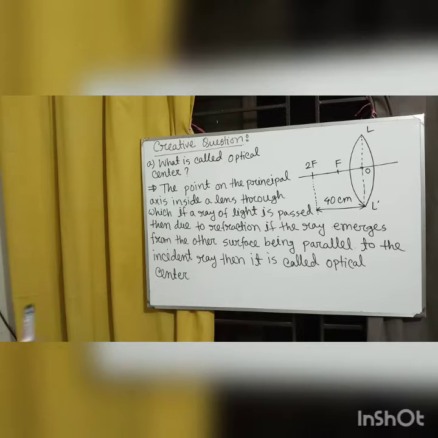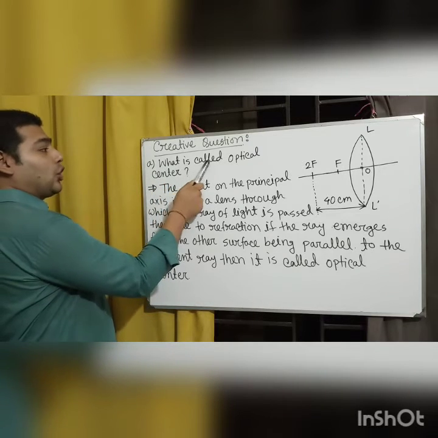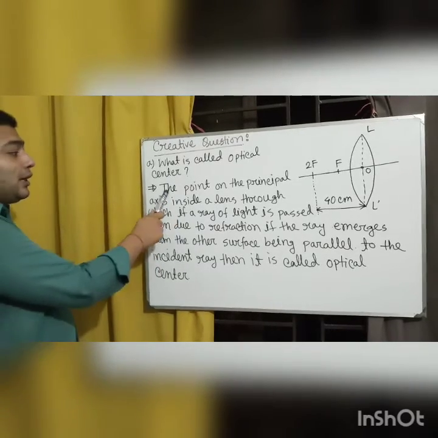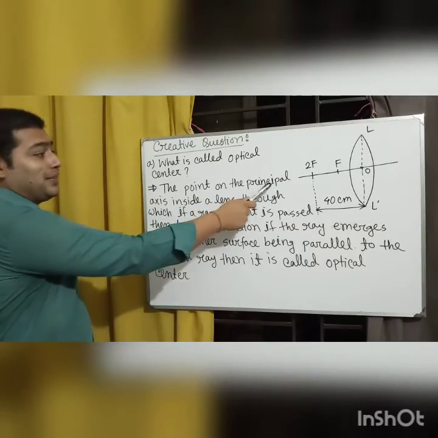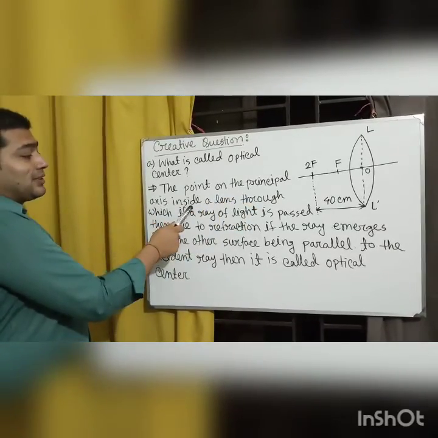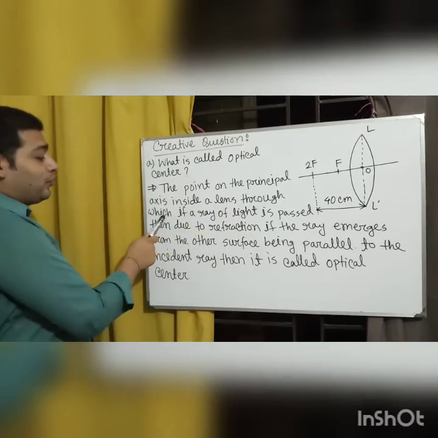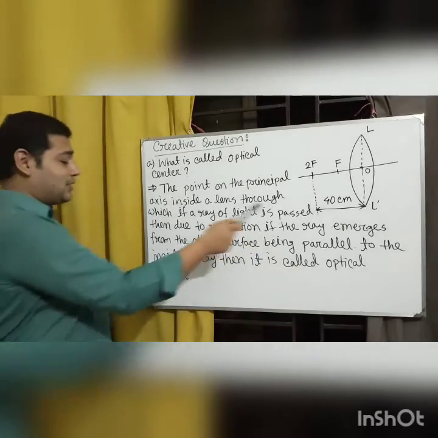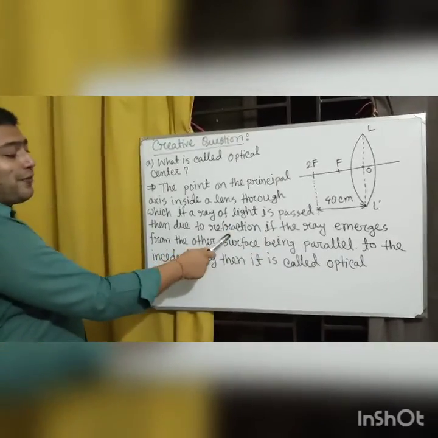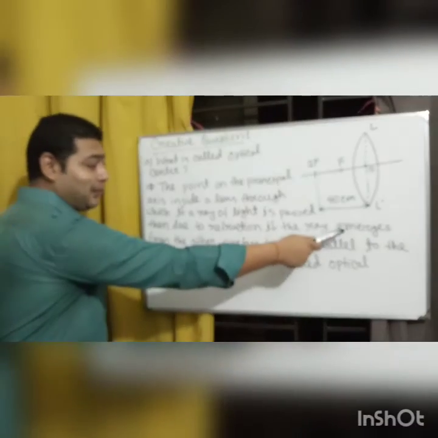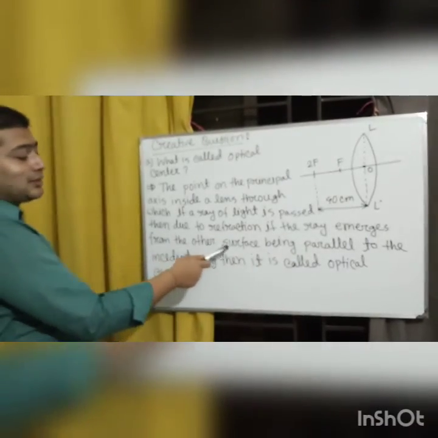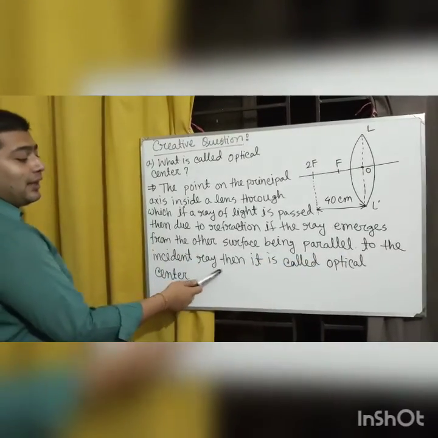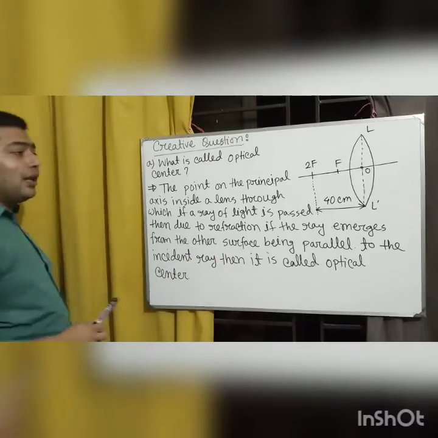So our first question is, what is called optical center? Okay, the answer is the point on the principal axis inside a lens through which if a ray of light is passed, then due to refraction, if the ray emerges from the other surface being parallel to the incident ray, then it is called optical center.